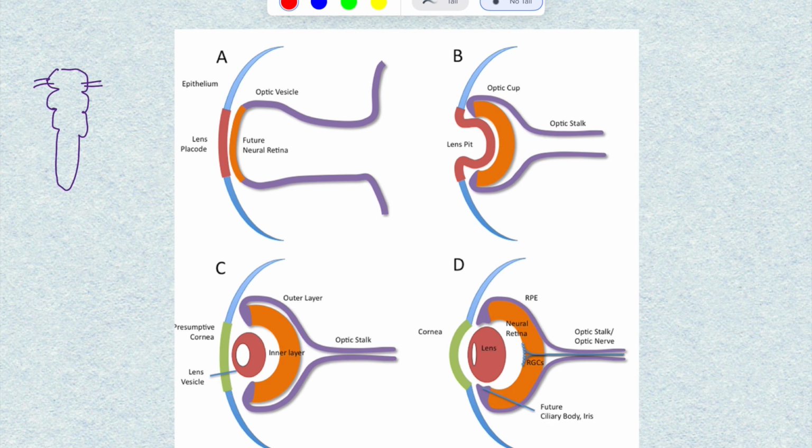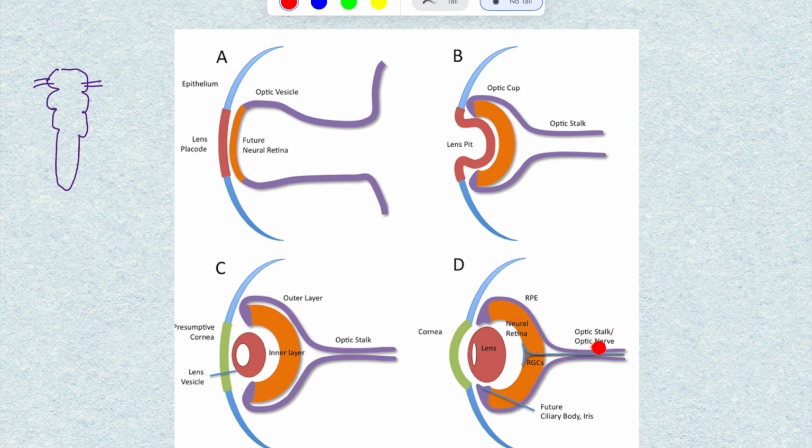When that happens, this then triggers the future neural retina to invaginate. The lens placode also invaginates to become first the lens pit, then the lens vesicle, and then eventually the lens in its entirety. The same thing will happen to the neuroectoderm. The neuroectoderm will invaginate, and that will cause this double layer. So the most anterior layer is the neural retina, and the posterior layer is the RPE. Once the lens vesicle fully pinches off from the surface ectoderm, the surface ectoderm then reforms, forming the cornea, but specifically the corneal epithelium. So now we have our structure in D.